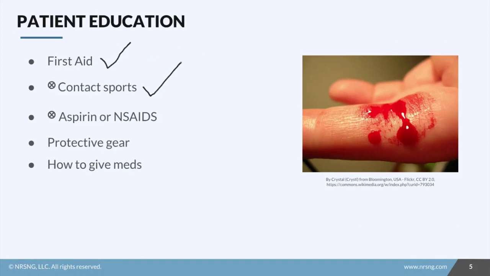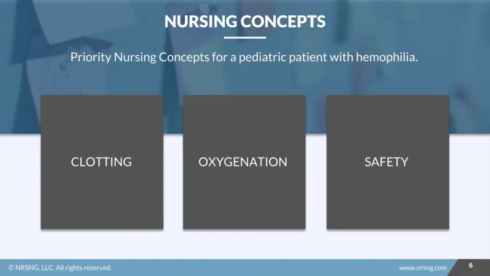And then also it's really important to know that they should never ever give aspirin or NSAIDs for pain or for fevers because they can cause bleeding too. Protective gear is really important for any kind of activity that they're doing, especially for accident-prone toddlers and preschoolers. Your priority nursing concepts for a pediatric patient who has hemophilia are going to be clotting, oxygenation, and safety.